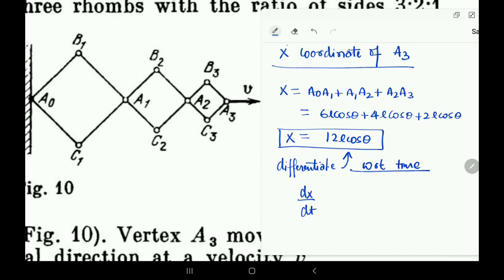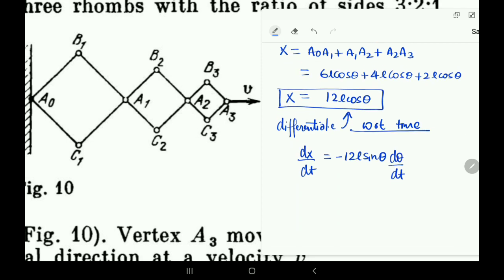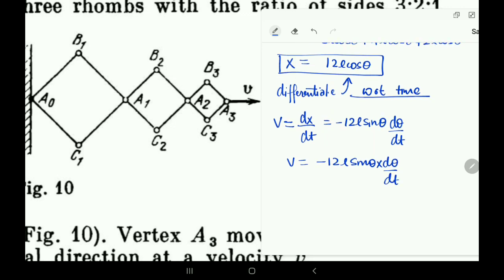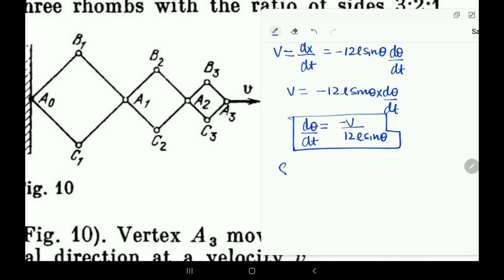It's just that the size of the rhombus is getting smaller, because the lengths are in the given ratios. So if I calculate the velocity of A3, I need to differentiate. I already told you, dx by dt will give me the velocity. So it has come out to be minus 12L sin theta d theta by dt. A minus sign has appeared. See, d theta by dt is a negative quantity. If you can understand, the theta is decreasing.